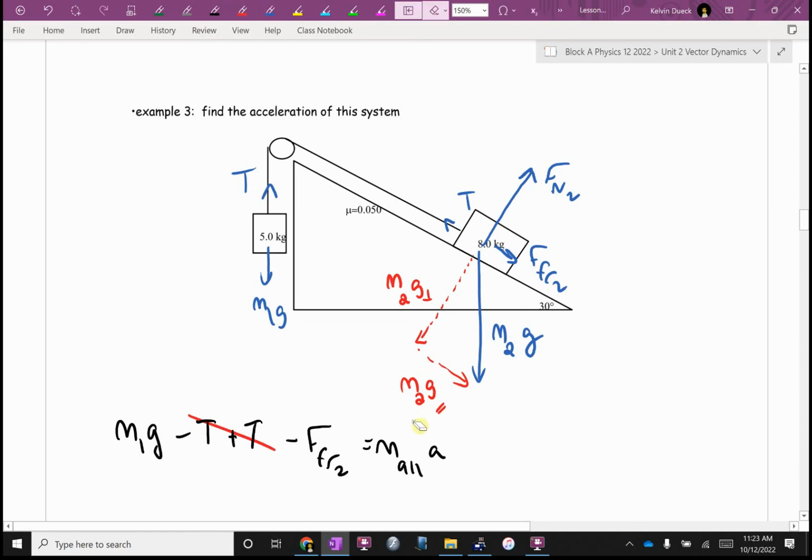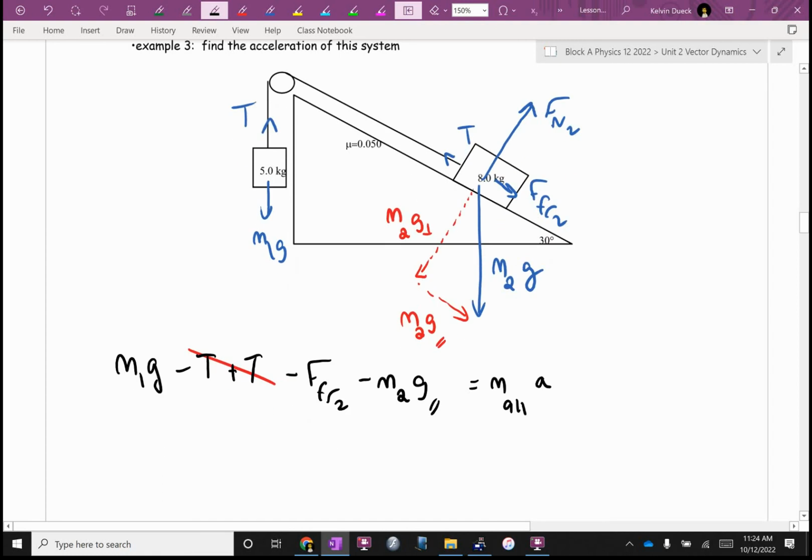What about M2G parallel? I missed that. It's an easy one to miss because it's not sitting up there. So I asked, were there any other forces on the rope? Yeah, there are. There's also minus M2G parallel. And that's an easy one to miss because it's down there, but it's definitely along the rope. Equals M all A. That's better. What are they asking me to find?